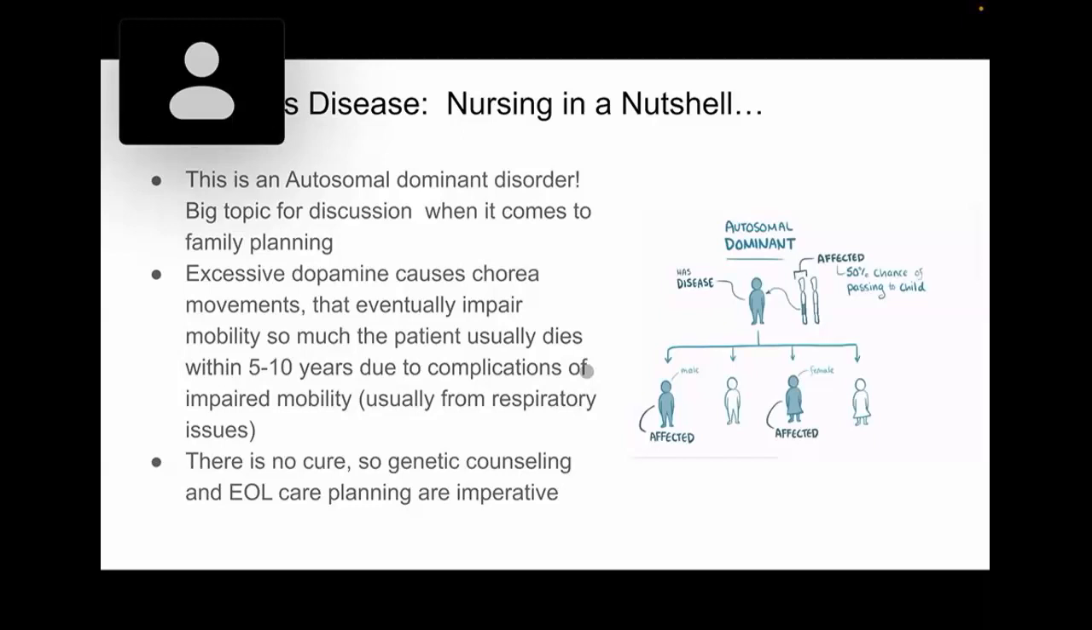The reason that these patients pass away is usually because of complications of impaired mobility, like respiratory issues. Same thing we talked about earlier. We want our patients up and out of bed. We want our patients to do their incentive spirometers, things like that. But if these patients lack controlled motor movements, they're not going to be able to do any of those things. Unfortunately, there is no cure for Huntington's disease, so genetic counseling and end-of-life care planning are imperative.